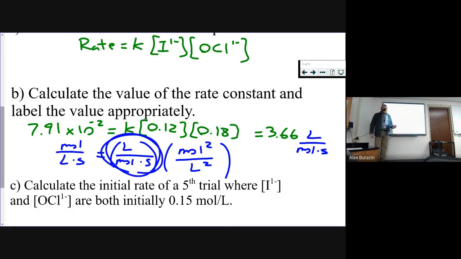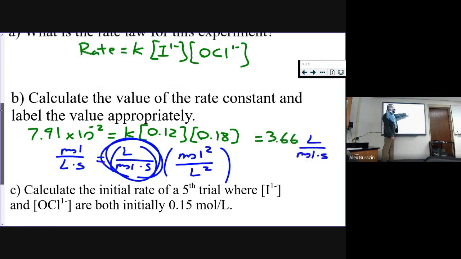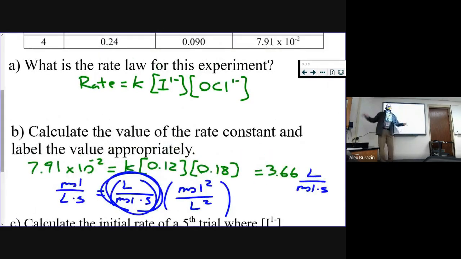Or, if you know the overall order, meaning, okay, this is first, that's first, overall it's second, right? We just add those up. My label is liters to the order minus 1 divided by moles to the order minus 1 times seconds. So liters to the order, which is 2, minus 1 is 1, liters to the first, divided by moles to the order minus 1, 2 minus 1 is 1, times second.